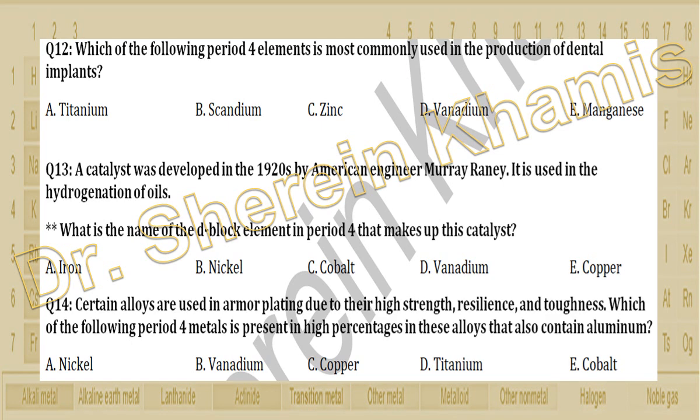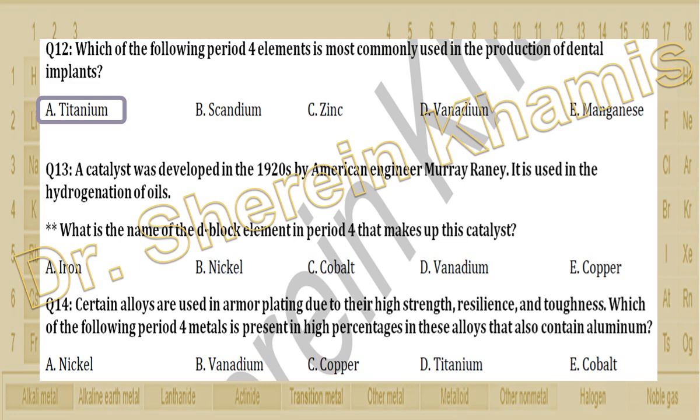We have dental implants made from titanium, scandium, zinc, vanadium, manganese. Which is the effective one? Titanium. Titanium is the substance that resists the effect of acids after eating food inside our mouth. Okay, we have question 13.